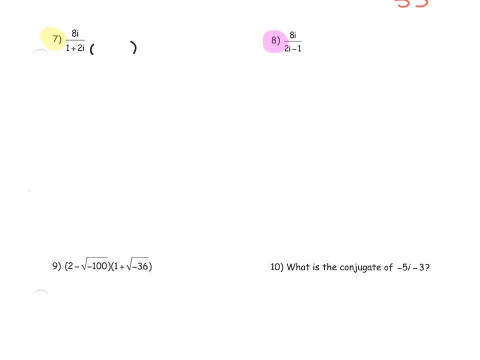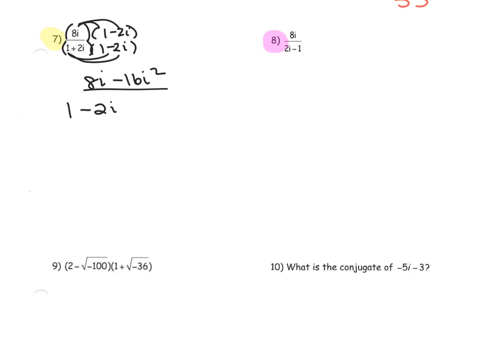So I'm going to multiply top and bottom by 1 minus 2i. And that gets distributed to everything. So this is really going to be 8i minus 16i squared all over, I have 1 times 1, which is 1, 1 times -2i, which is -2i, 2i times 1, which is +2i, and 2i times -2i, which is -4i squared.